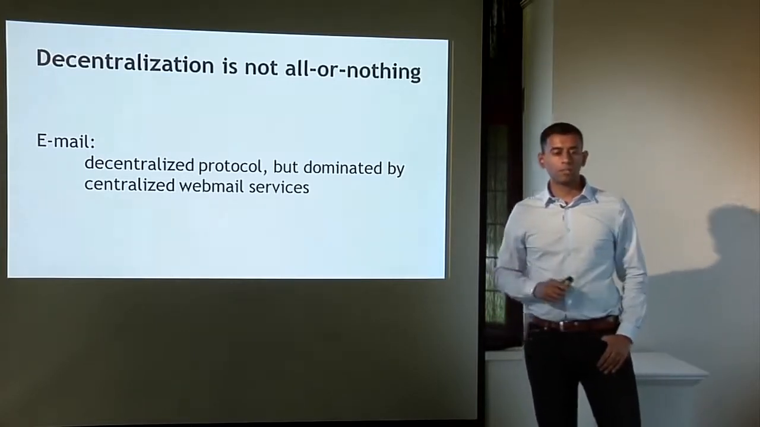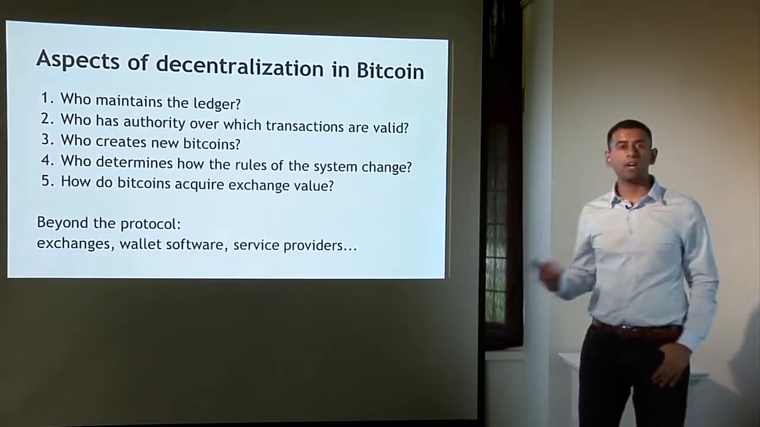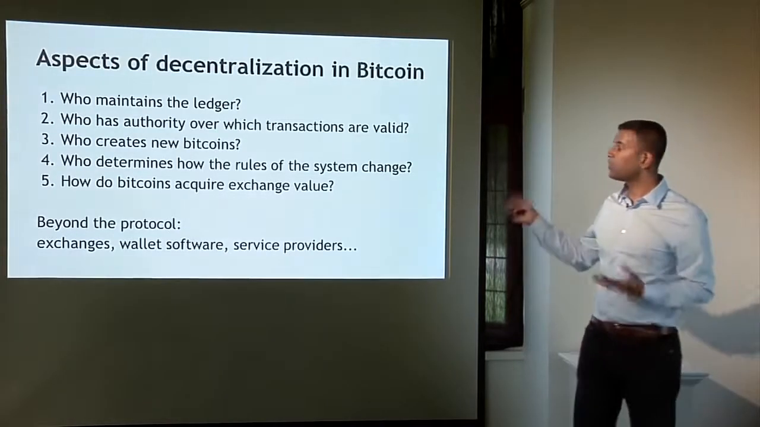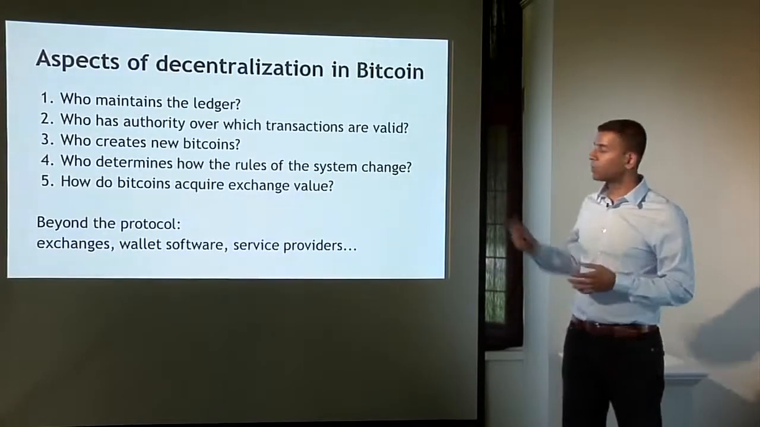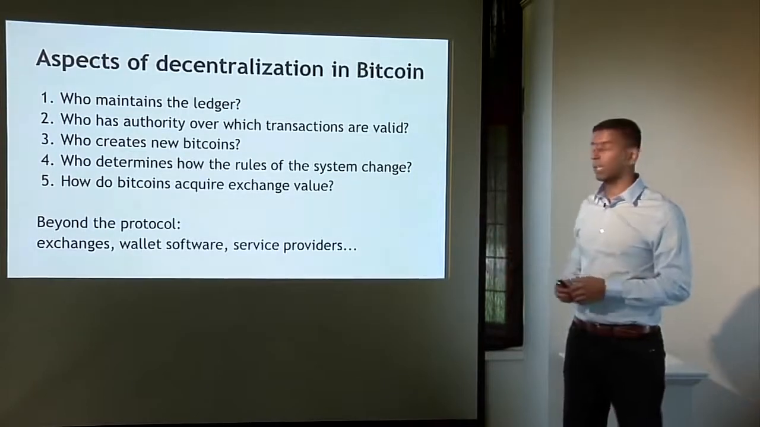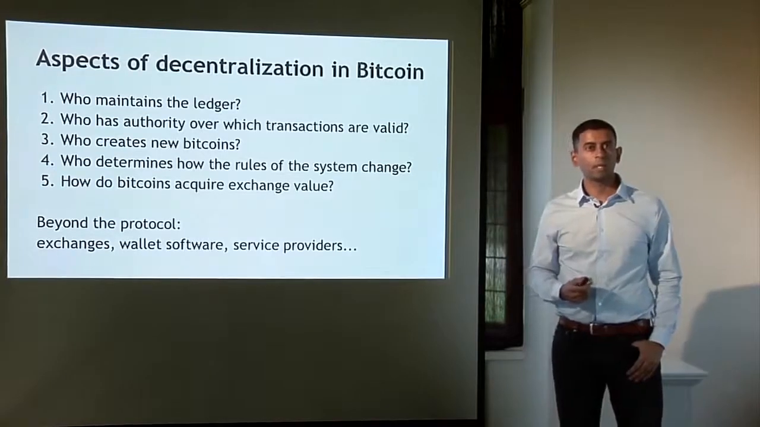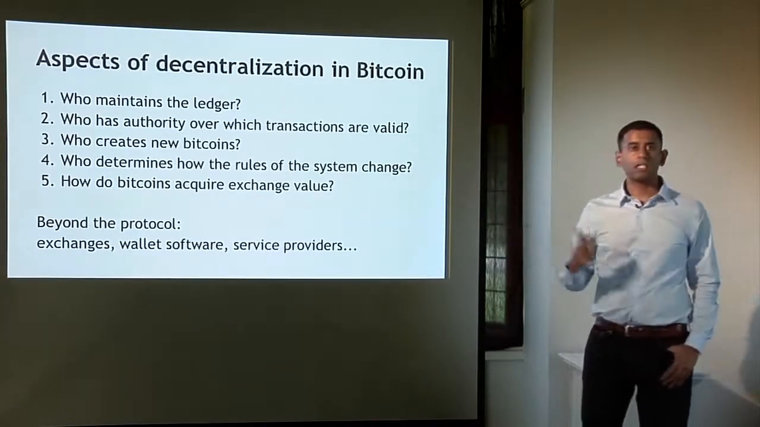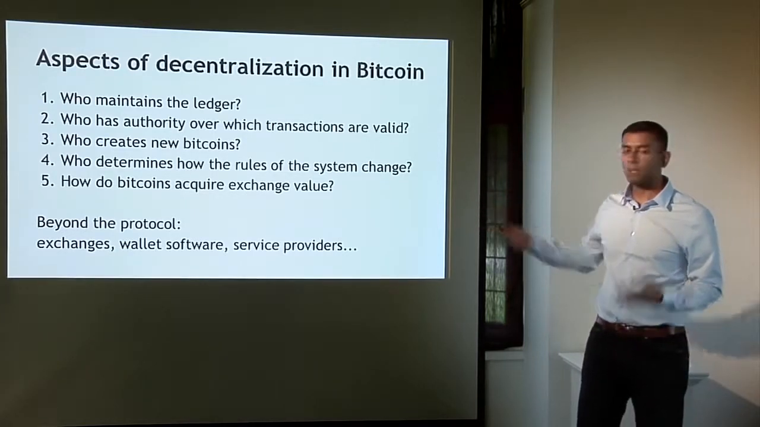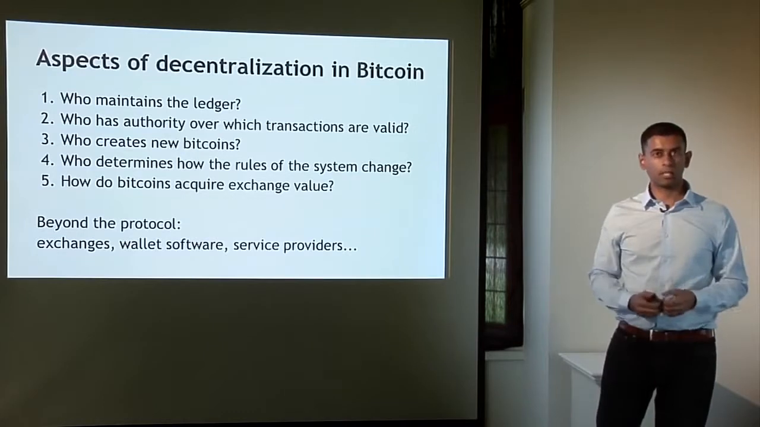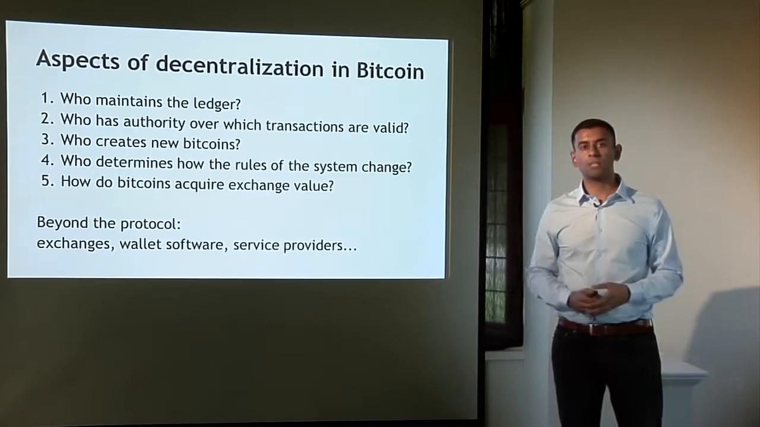So with that, let's delve into some of the technical aspects of Bitcoin's decentralization, and I would break this down into at least 5 different questions. Questions like who maintains this ledger of transactions? Who has authority over which transactions are valid, who creates new Bitcoins, and in fact other questions like who determines how the rules of the system change and how do Bitcoins acquire exchange value. So these are all components of decentralization of the Bitcoin protocol, more or less, and the first 3 of these are going to be the questions that we will consider in this lecture. And when I say how is Bitcoin decentralized, what I mean encompasses the first 3 of these meanings.